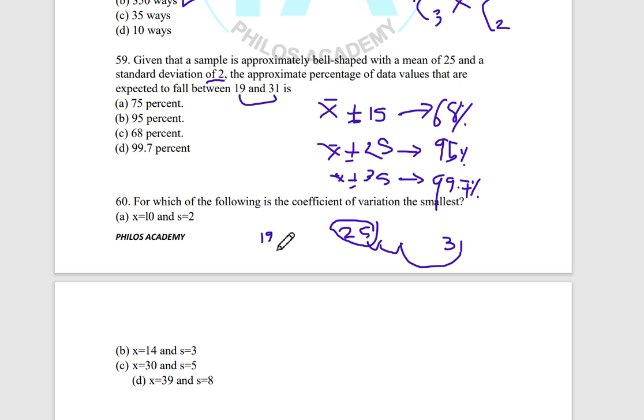Let's check it for 19. It's plus or minus. This side was plus, and this side should be minus. 25 minus 2 gives 23. 23 minus 2 gives 21. And 21 minus 2 gives 19. So you see that there are minus 3 standard deviations and also plus 3 standard deviations. So the correct answer for this is D.